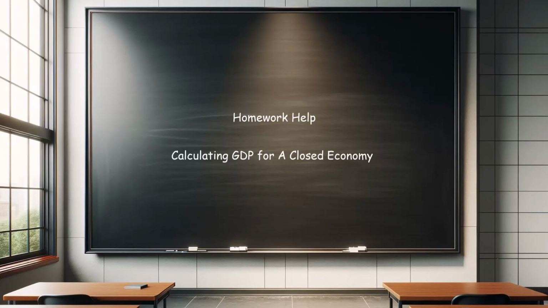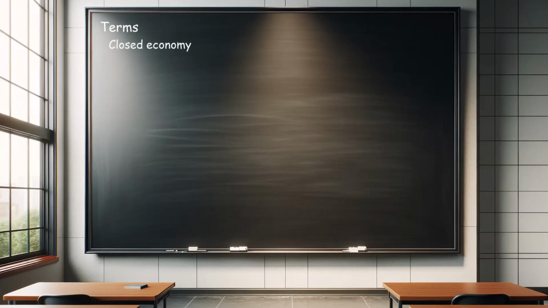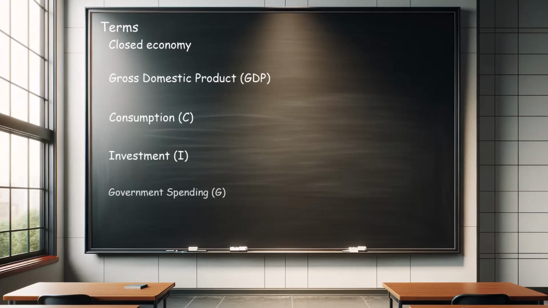This homework help video looks at calculating a closed economy's GDP, or income, given consumption, investment, and government spending. Before looking at how to calculate GDP, let's take a few minutes to review the concepts of GDP, how to calculate it, and a typical problem statement. Let's start by looking at the terms closed economy, GDP, consumption, investment, and government spending.